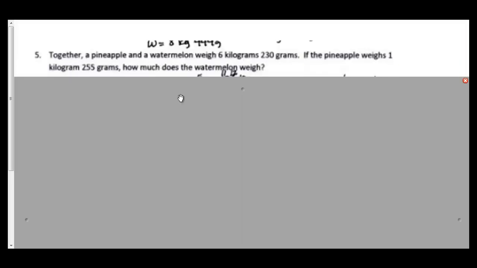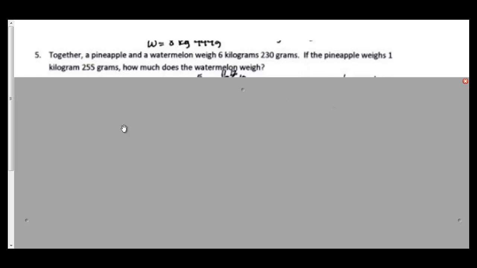Okay, so again, we're going to use that RDW process. We're going to read, we're going to draw, we're going to write. So together a pineapple and a watermelon weigh 6 kilograms, 230 grams. If the pineapple weighs 1 kilogram, 255 grams, how much does the watermelon weigh?